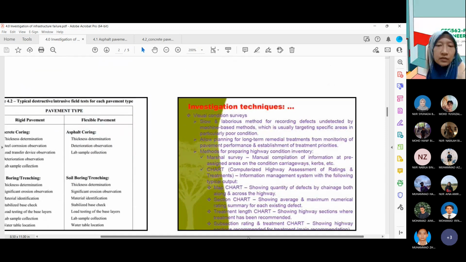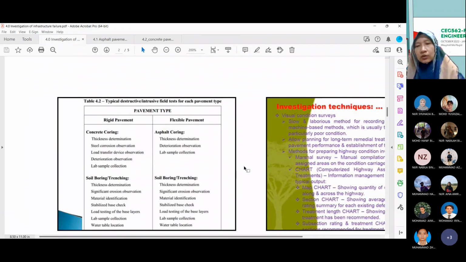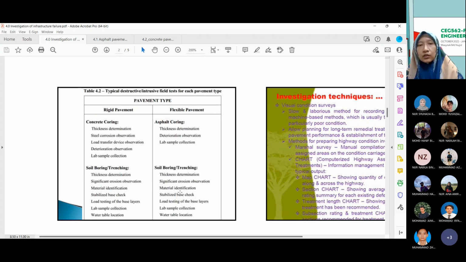But there are some sites or locations that require disruptive tests, such as concrete coring, asphalt coring, and soil boring. For rigid pavement it is the same as soil boring for flexible pavement. Only, concrete coring for rigid pavement is different, because the material to form concrete is different from asphalt coring. But the thing is that we are going to take the same parameter, for example thickness determination.